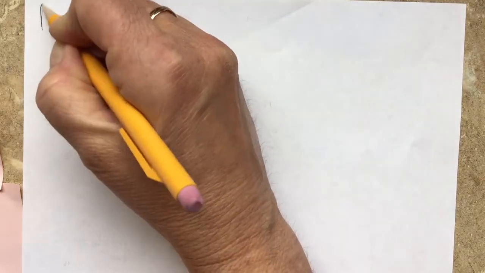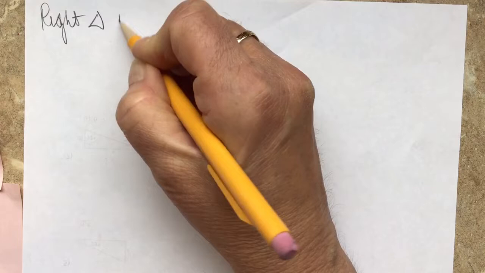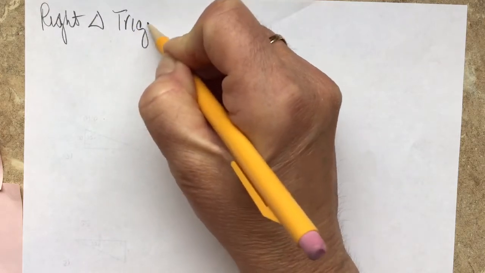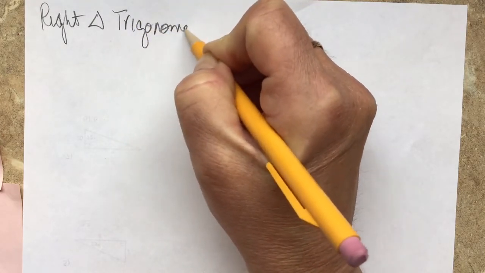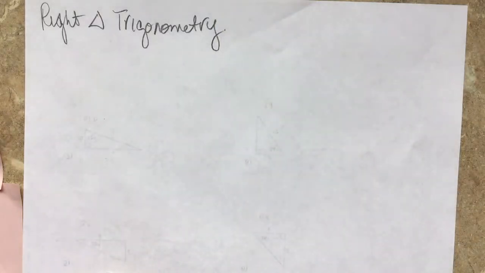All right, so we're starting unit 13, which is right triangle trig. It's actually trigonometry, but that will be the last time I say it that way. All right, let me just make sure that I'm in. I am. Beautiful.